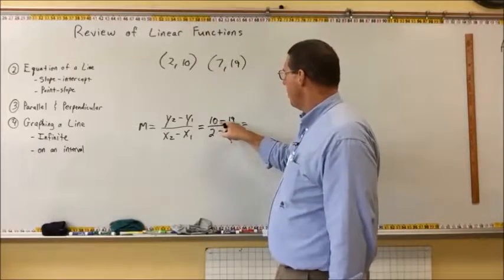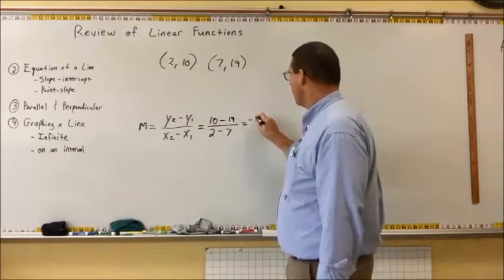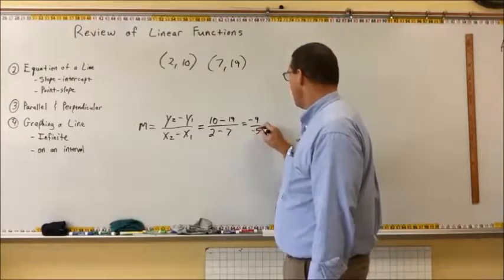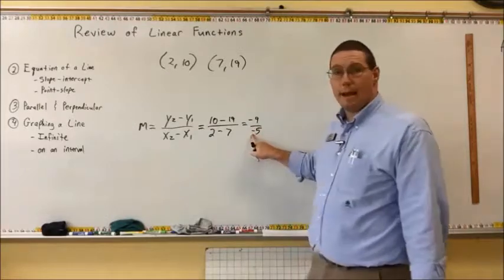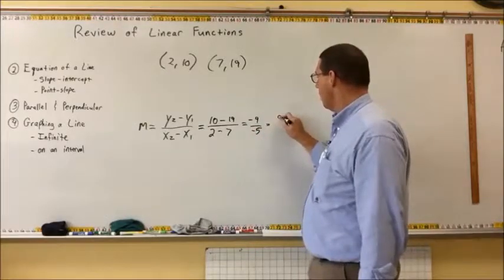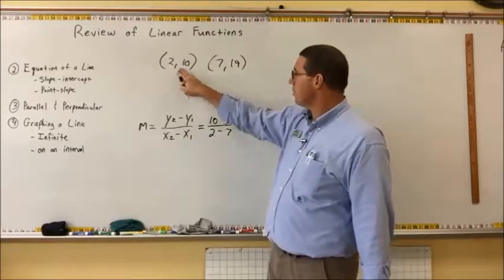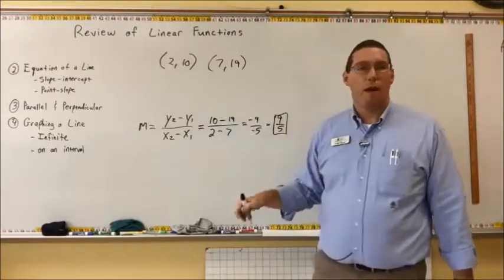And so we have 10 minus 19, that's negative 9, over 2 minus 7, that's negative 5. And a negative divided by a negative, that's a positive. So this will be 9 over 5. So the slope of the line between this point and this point is 9 over 5, or 9/5.